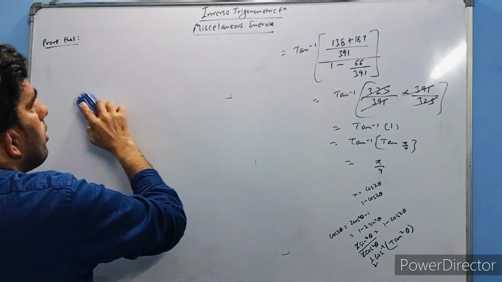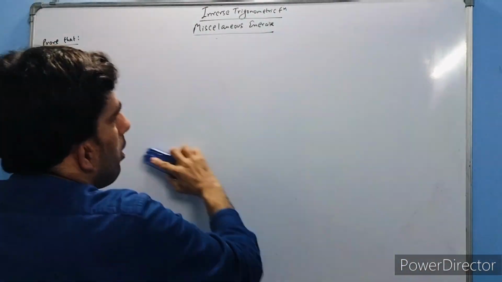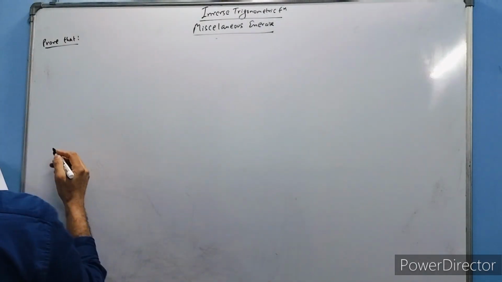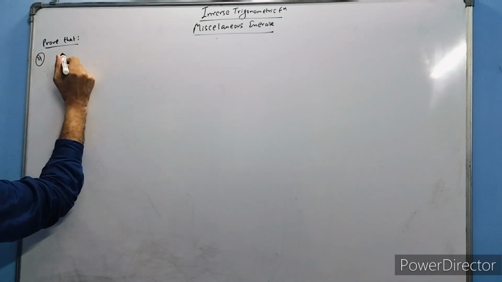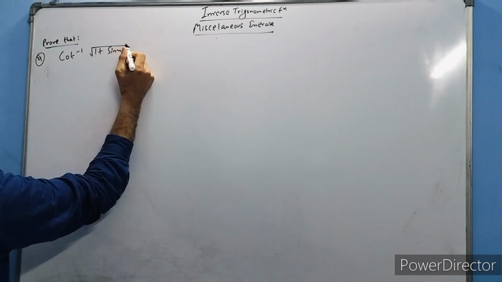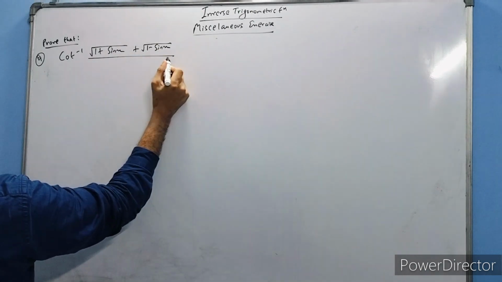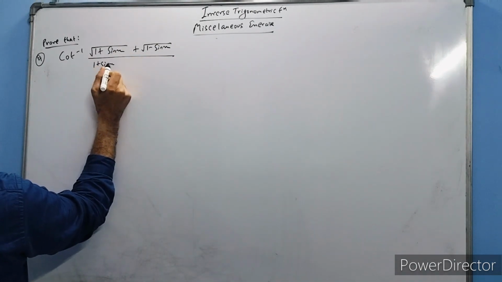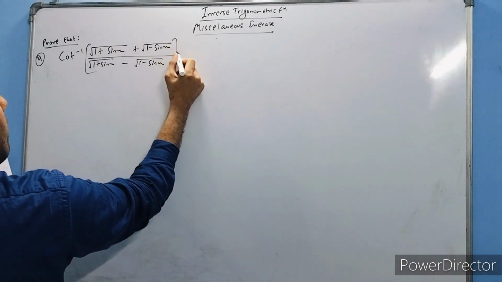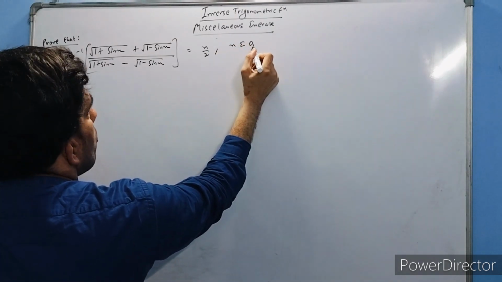The next question I have to prove, we'll take this question as cot inverse (root(1 plus sin x) plus root(1 minus sin x)) upon (root(1 plus sin x) minus root(1 minus sin x)), and we need to prove it equals x upon 2, where x belongs to 0 to pi upon 4.